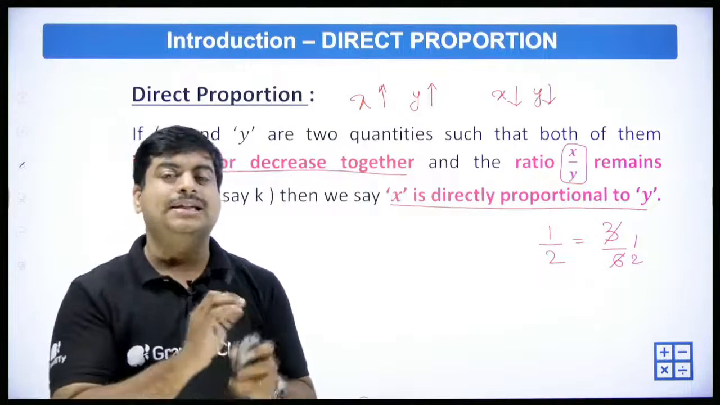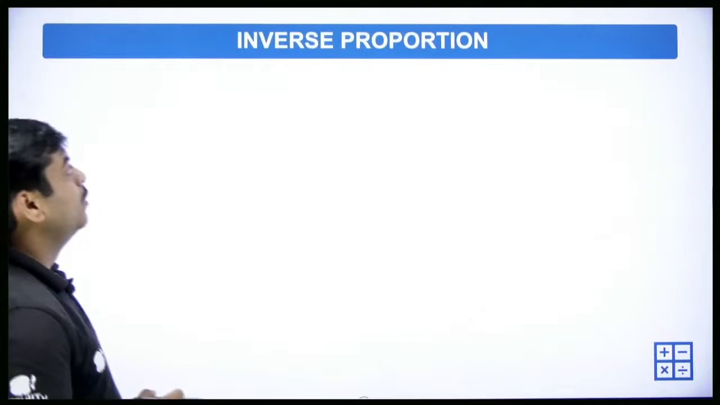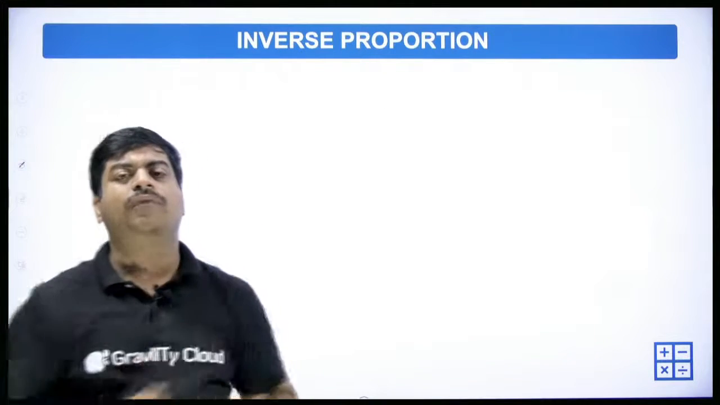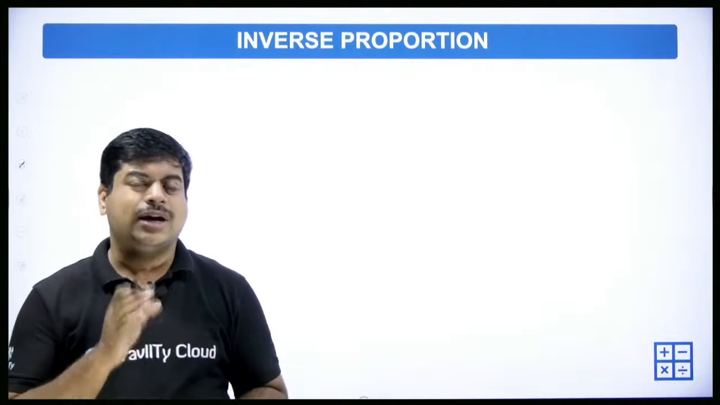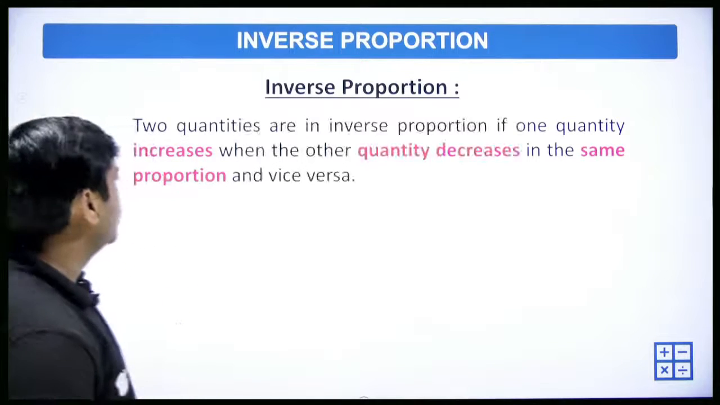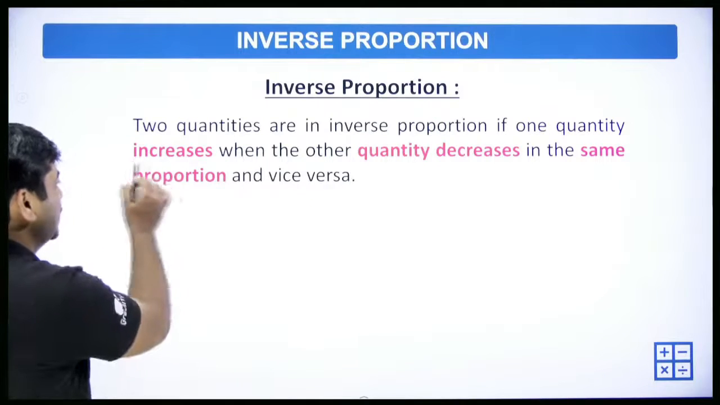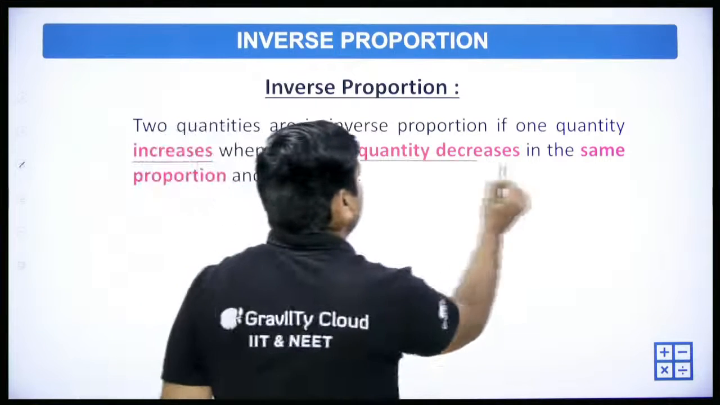Discussing all those, we are now going to start what inverse proportion is, just like the reverse of direct proportion. We discussed what direct is, where the x by y ratio should remain constant. But here, if you carefully observe, two quantities are in inverse proportion if one quantity increases and the other quantity decreases.